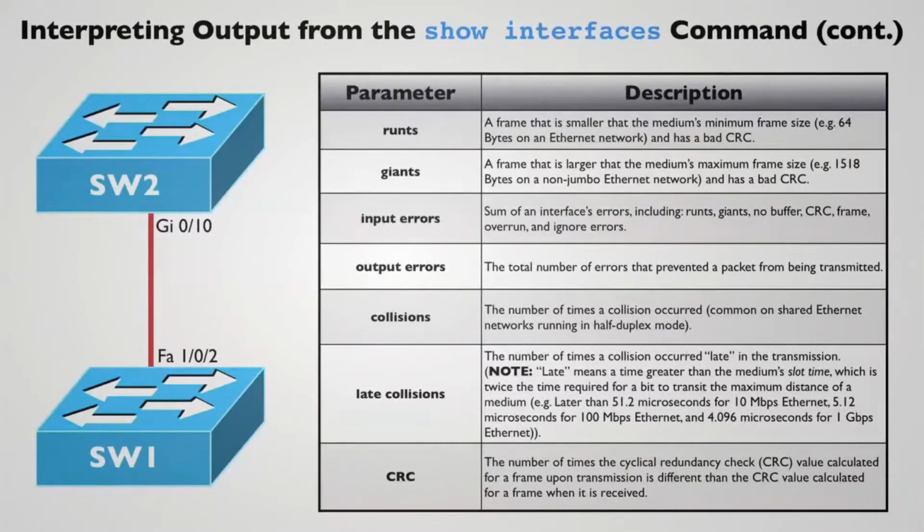Late collisions. What is a late collision? Well, it's a collision that occurs later in the transmission of a frame. Now, what do we consider to be late? Well, technically, late means greater than the medium's slot time. There's a new term for it. What is a slot time?